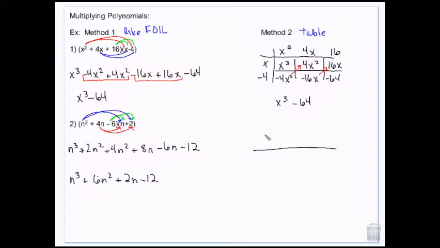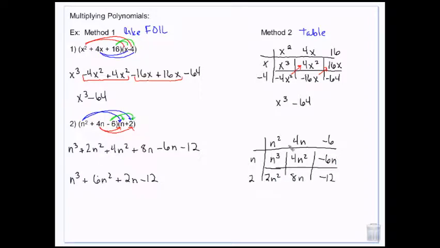Or again, if you prefer a more blocky version, and again, your like terms are lining up on the diagonals.